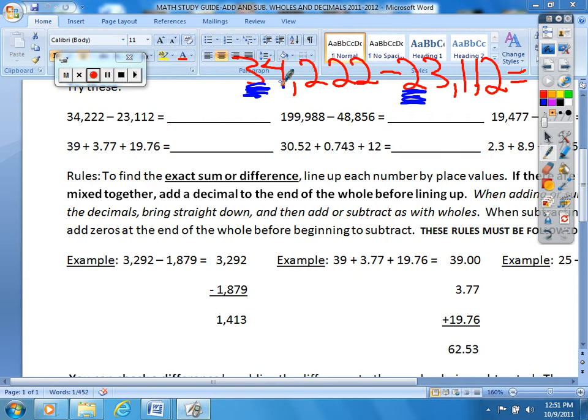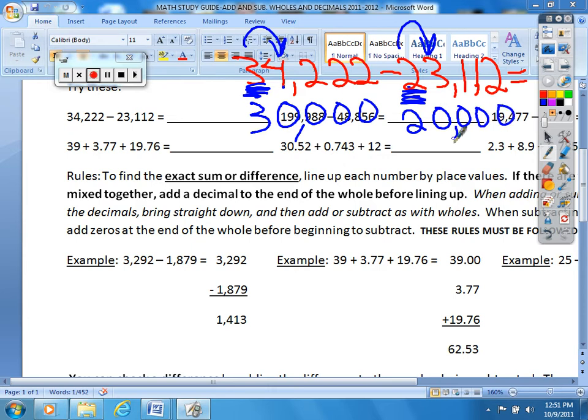All right, the 4 is next door to the leftmost digit. The 4 will not change the 3. So that is a 3, and you bring down your zeros. 30,000. 23,112, same thing. The 2 is the leftmost digit. The 3 will not change the 2. So you've got a 2. And you fill in with zeros. So what you've got here is 30,000 minus 20,000 is 10,000. And you're done. You should be able to do an estimate within 10 seconds or so of getting your problem given to you.